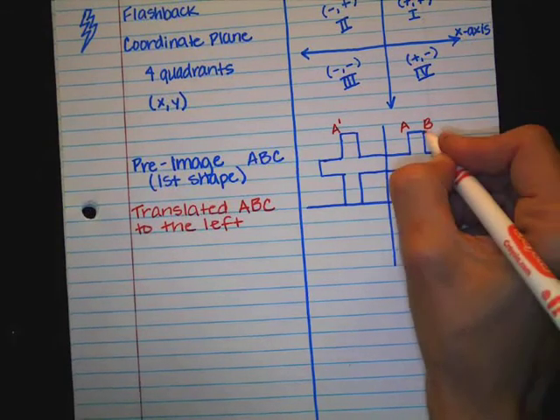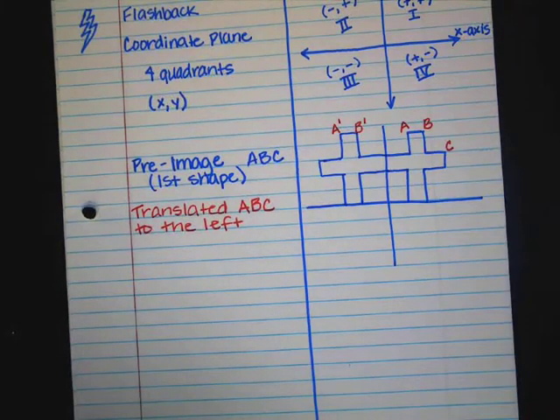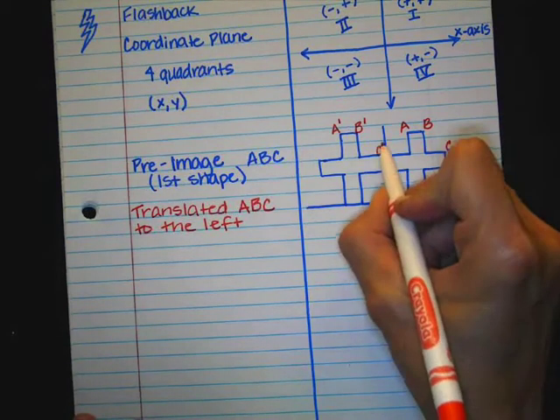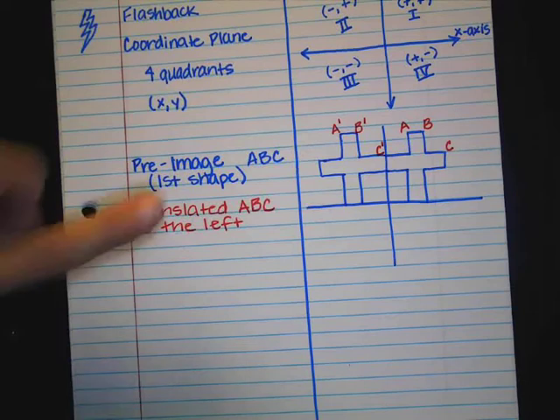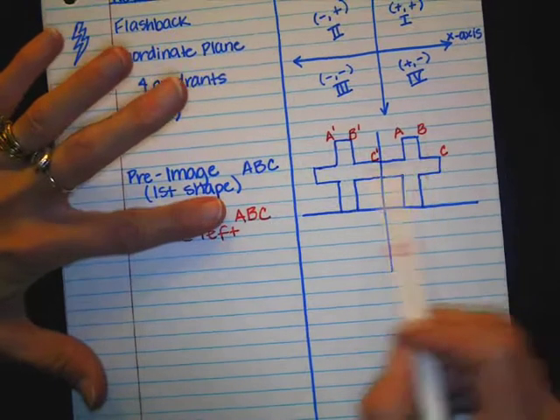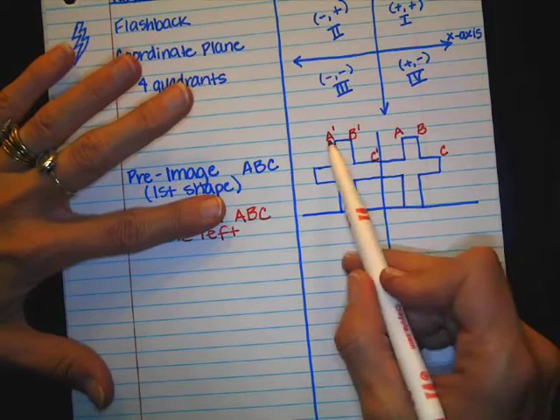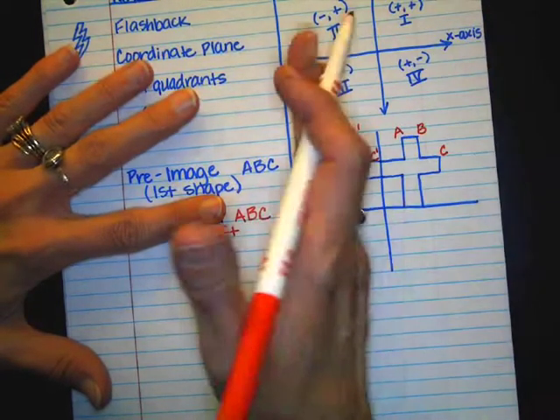And then I'm going to do the same thing for B. B's over here, so I'm going to put B prime. And then where would C prime be? Right there on the y-axis. Now, you know what? I probably wouldn't even have had to tell you that I translated it. You probably could have looked at this and said, oh, that was a translation. The A stayed in the same place. The B stayed in the same place. They were just slid over.